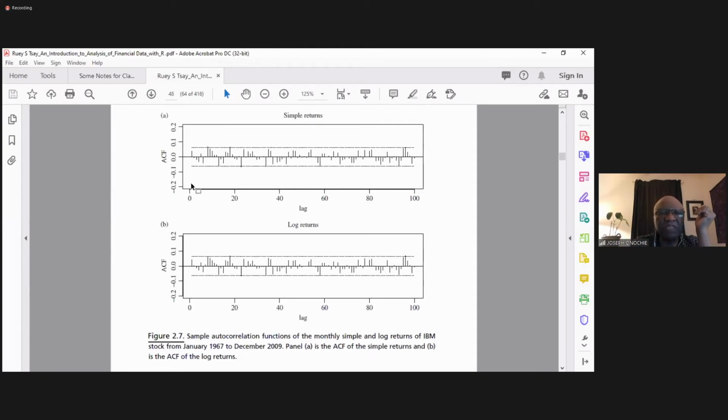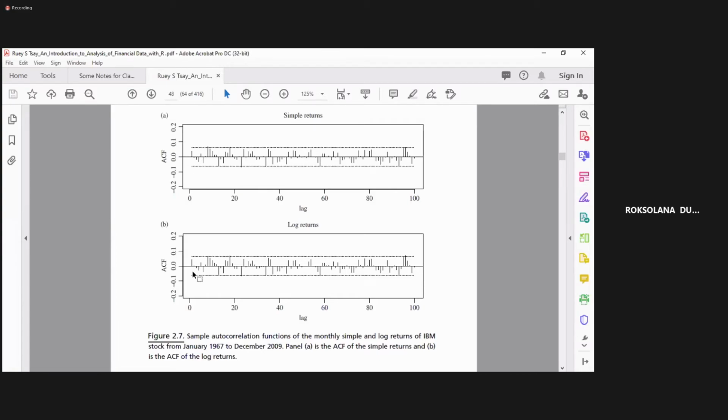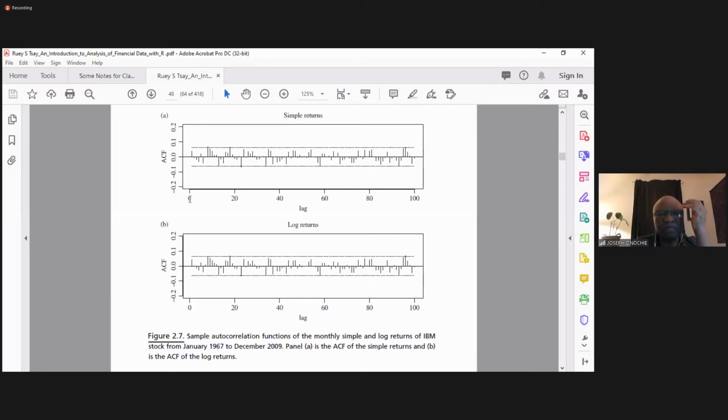There's something wrong with this graph because it shows lag 0 as 0. At lag 0, the ACF should be 1, so that's a mistake here. It's a wrong graph. This should be 1 instead of 0. You know this, so you should recognize it.